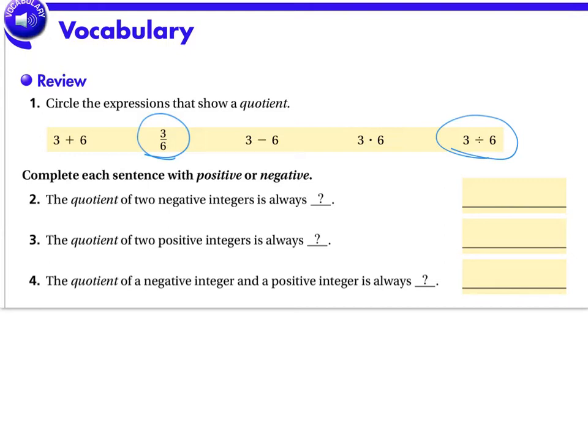The quotient of two negative integers is always positive. The quotient of two positive integers is always positive. When you have the quotient of a negative integer and a positive integer, it will always be negative.